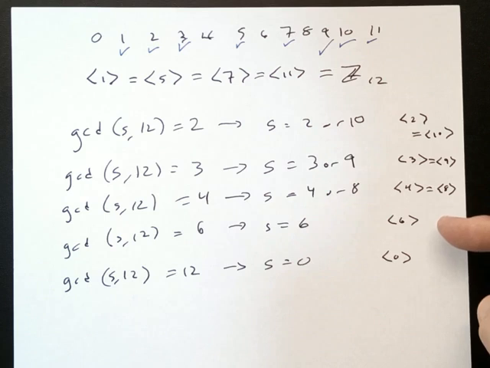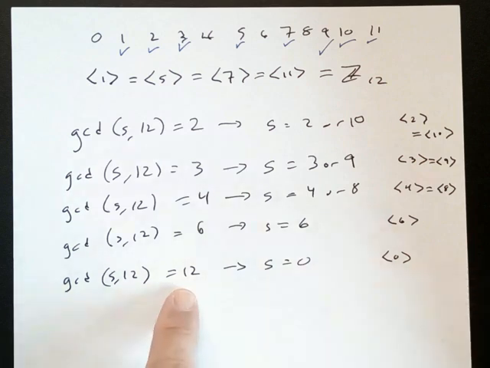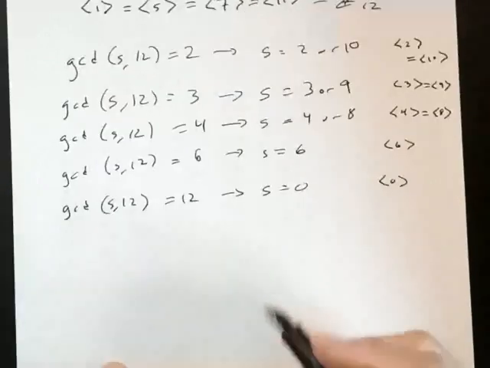Subgroup generated by 6. We only have 2 things in it. 12 divided by 6. Subgroup generated by 0 is just 0. 12 over 12. One thing. But now I can go a step further. I know what these subgroups are.